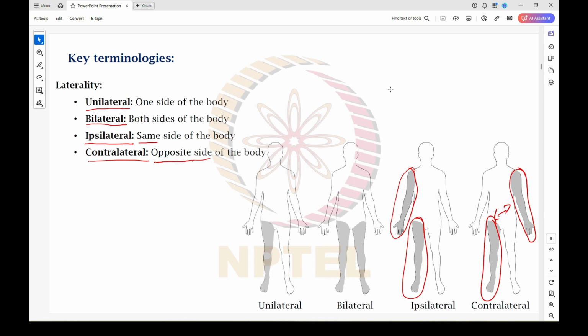Regarding sides, movements can be either unilateral or bilateral. Unilateral means it only happens on one side of the body, bilateral means it happens on both sides of the body, left and right. Ipsilateral means happening on the same side of the body. If something is happening on the left hand and something is happening on the left leg, it's called ipsilateral. Whereas contralateral means something that's happening on opposite sides of the body, for example, a movement in the left arm and the right leg.